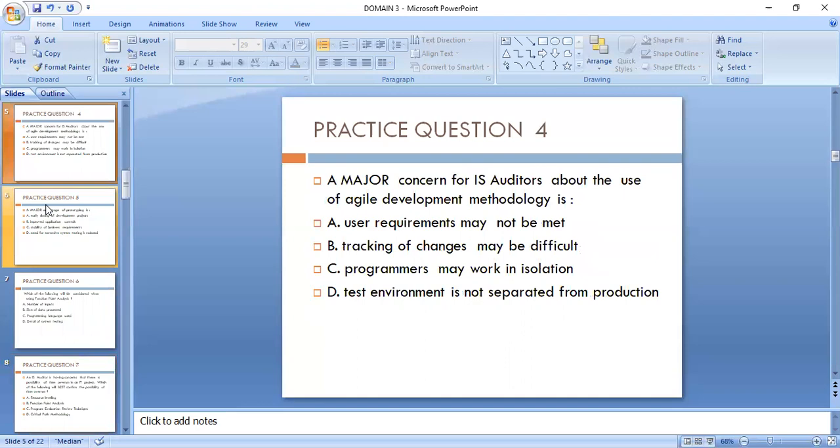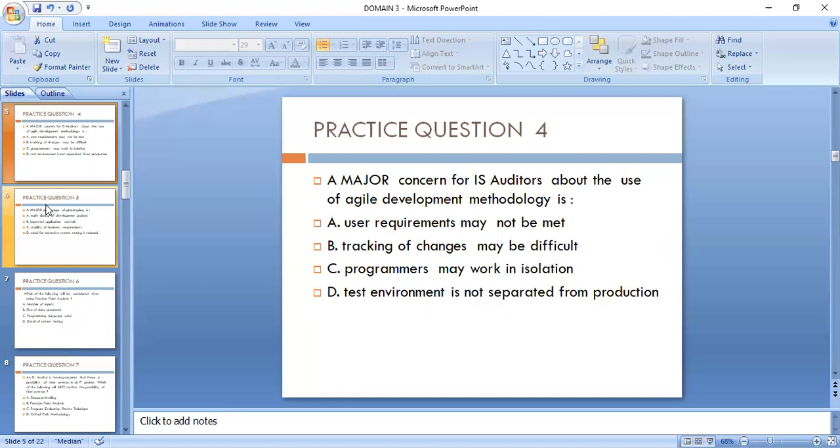Okay, four. The major concern for IS auditors about the use of Agile development methodology is A, user requirements may not be met. B, tracking of changes may be difficult. C, programmers may work in isolation. D, the test environment is not separated from production.